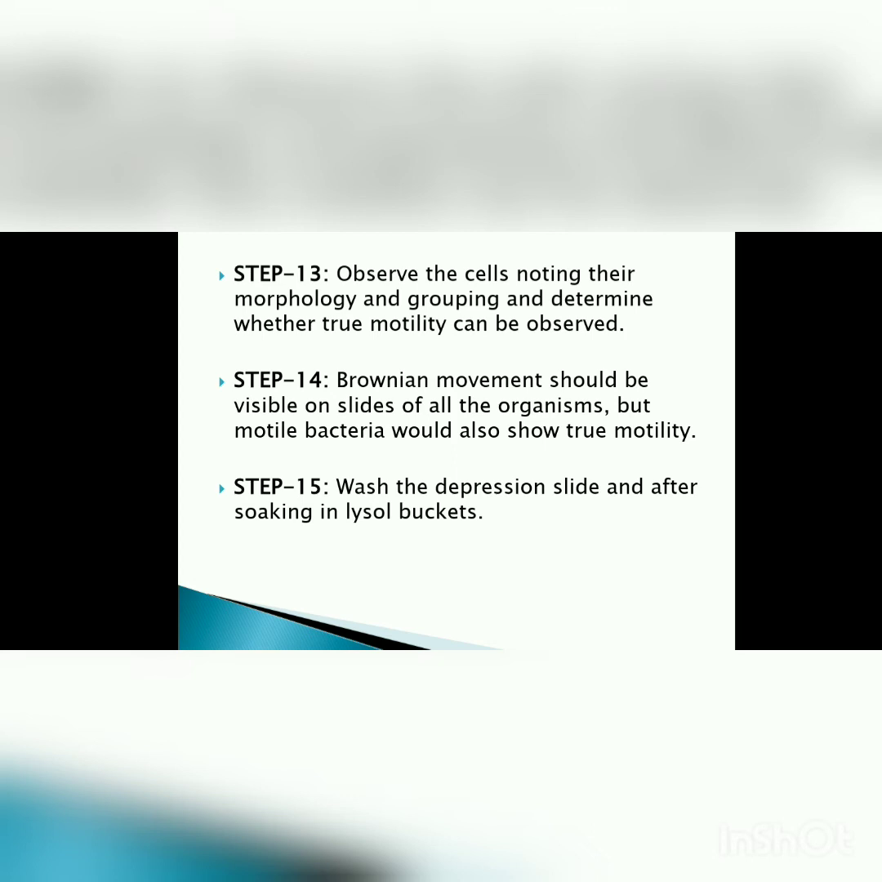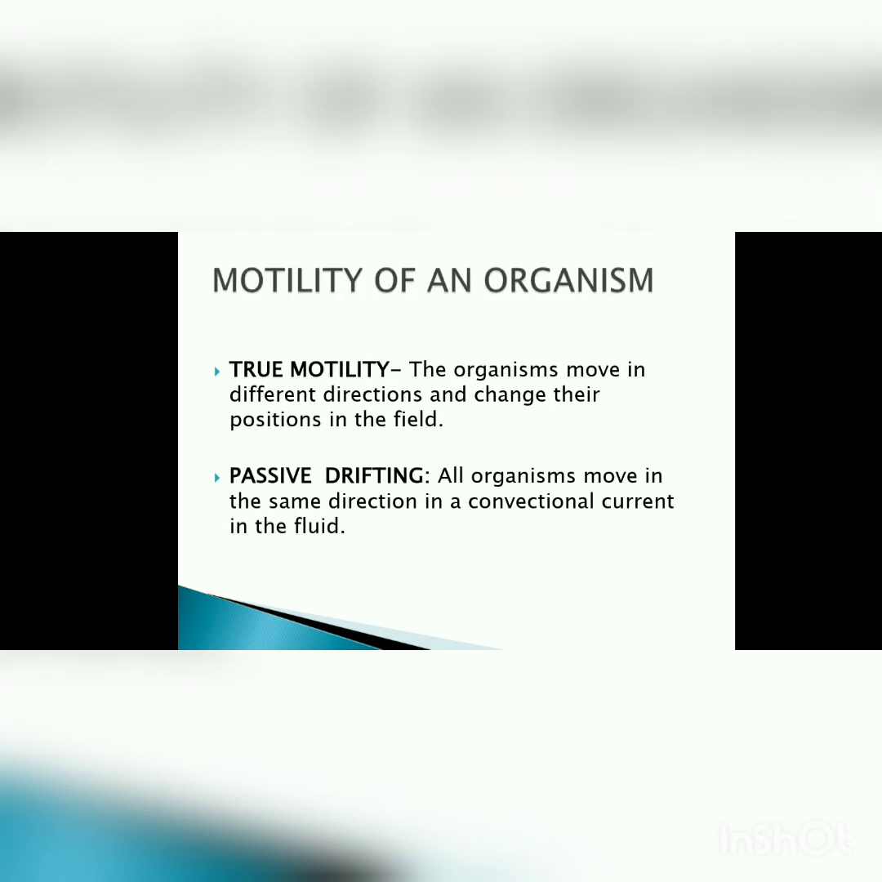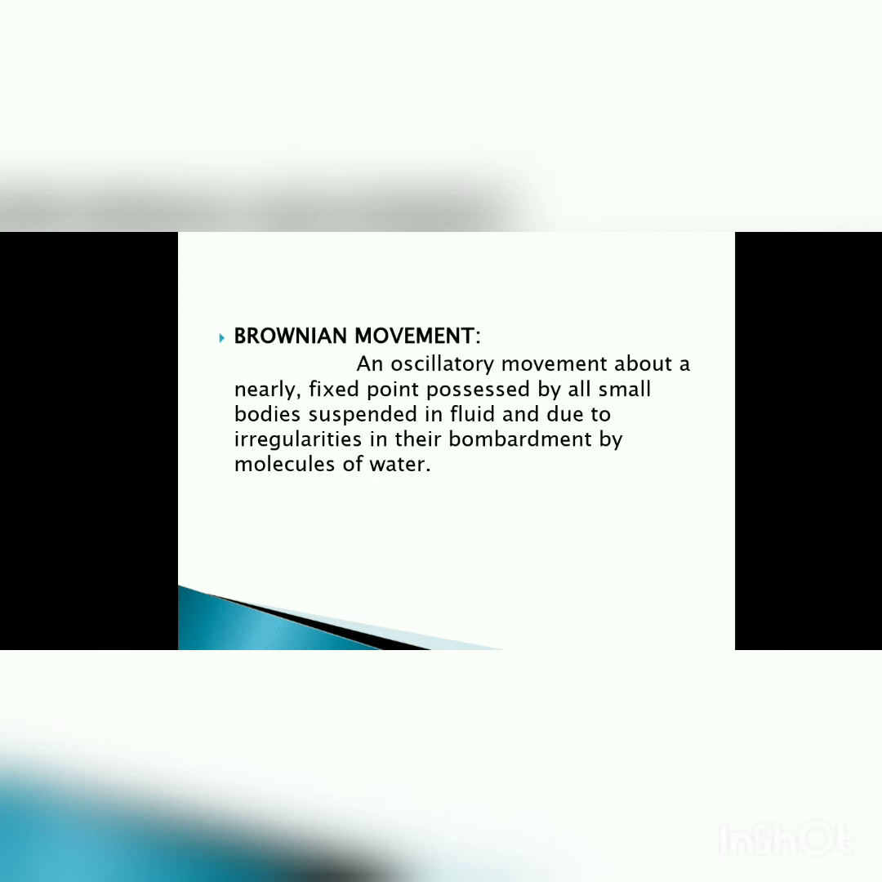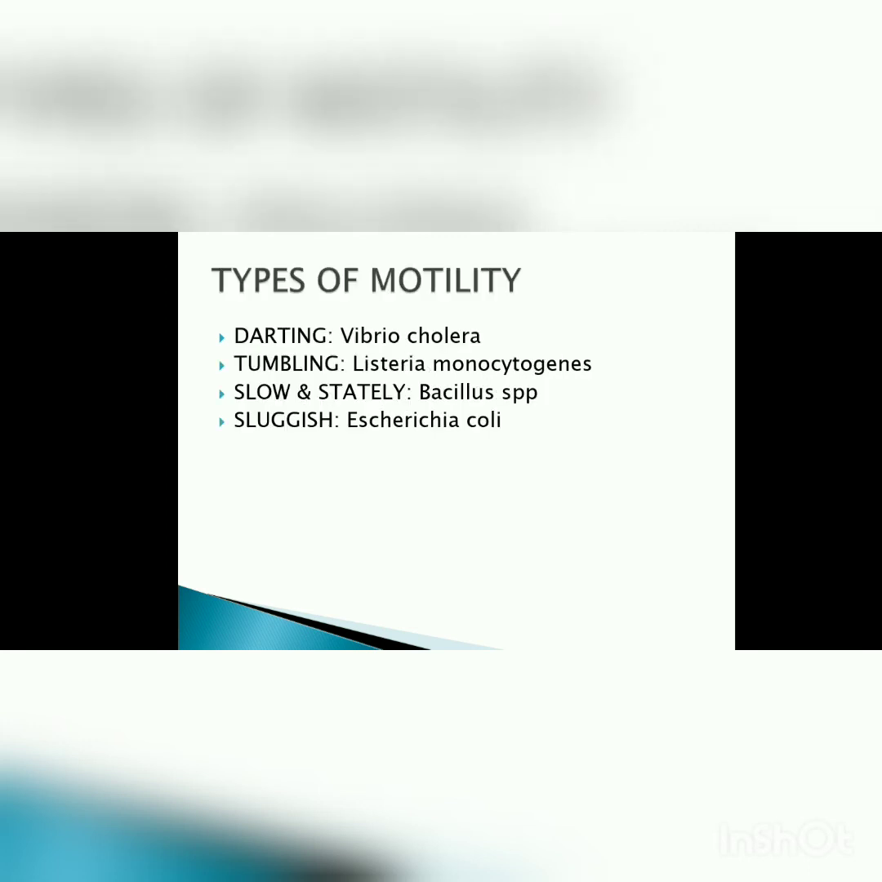Brownian movement should be visible on slides of all organisms, but motile bacteria would also show true motility. So, true motility and passive drifting. True motility: cells move in different directions and change their positions. Passive drifting: all organisms move in the same direction. Brownian movement is an oscillatory movement about a nearly fixed point possessed by all small bodies suspended in fluid, due to irregularities in the bombardment by molecules of water.